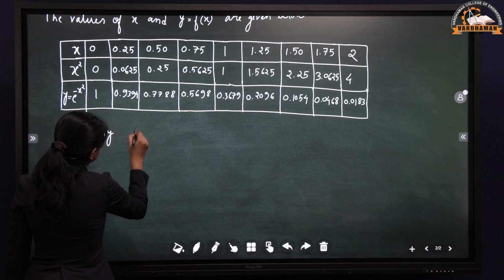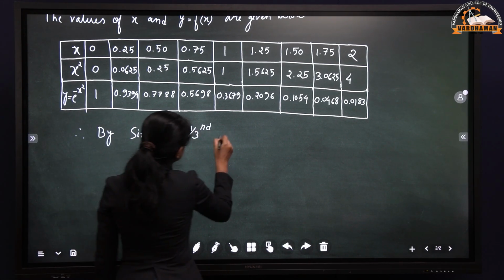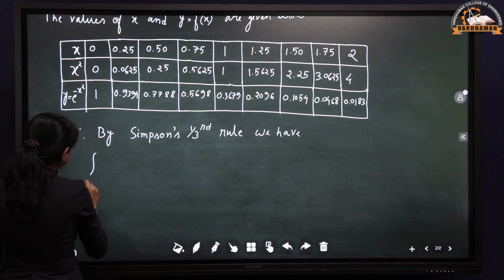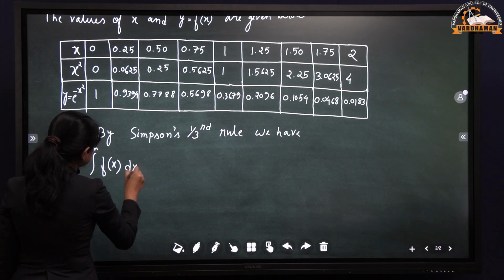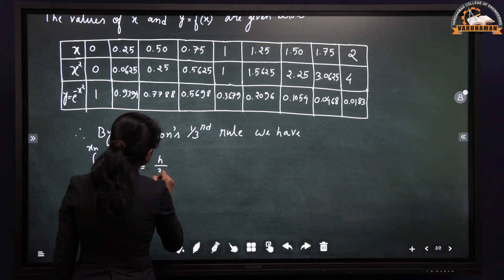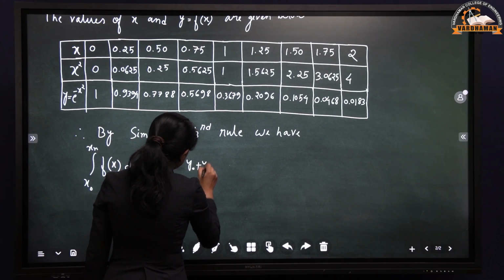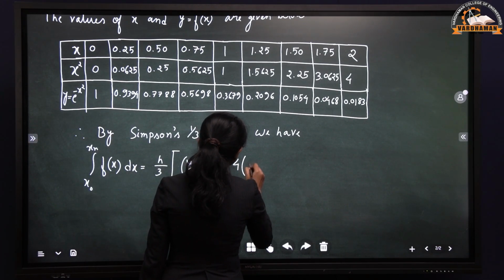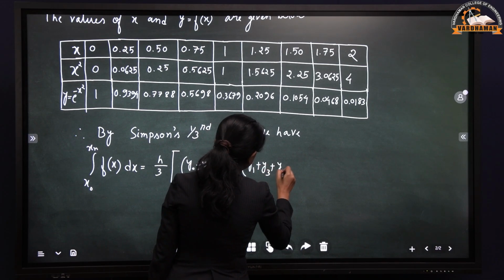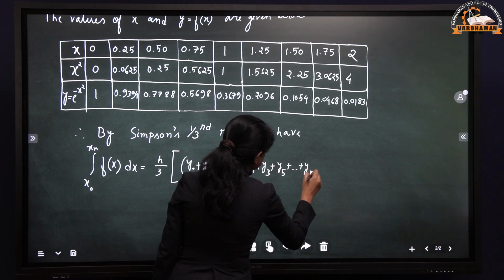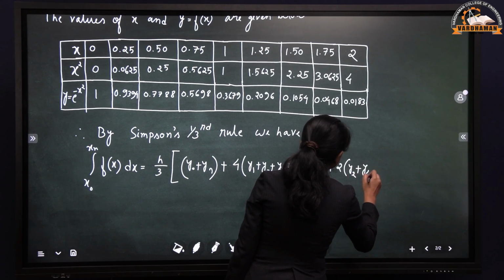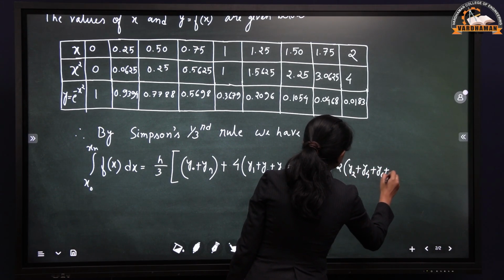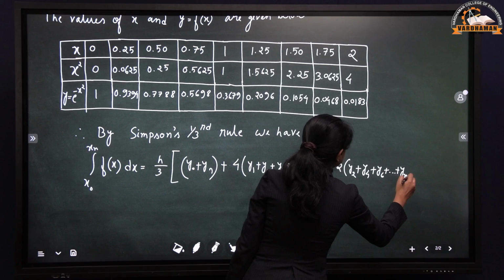Therefore, by Simpson's 1/3 rule we have integration x naught to xn f of x dx is equal to h by 3 [y naught plus yn plus 4 into (y1, y3, y5 plus so on yn minus 1) plus 2 into (y2 plus y4 plus y6 plus so on yn minus 2)].